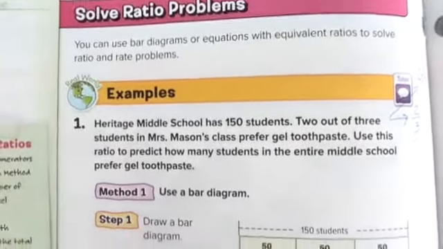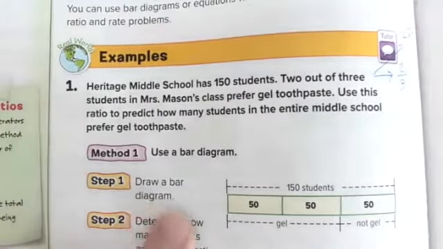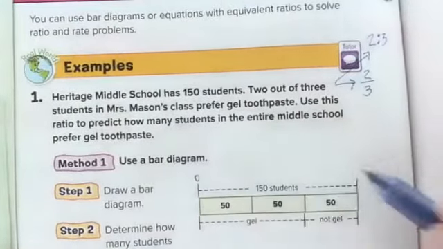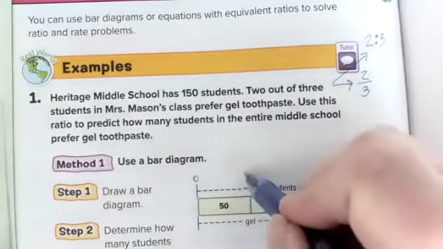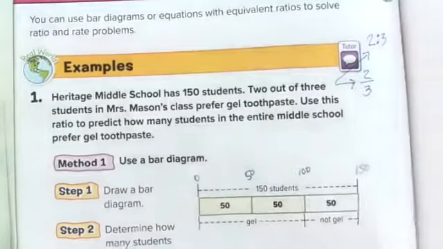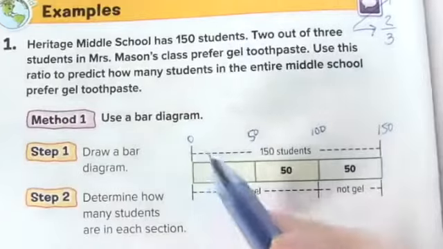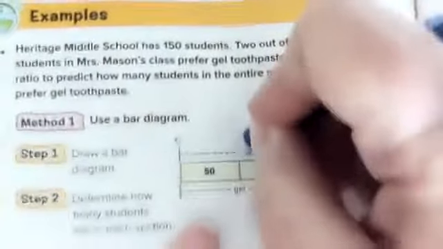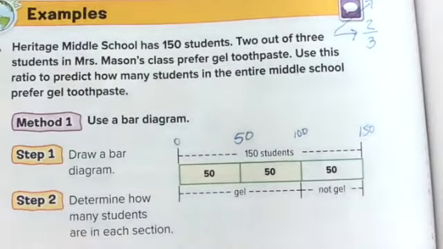So we know from the problem that there are 150 students in Heritage Middle School. So if we draw a bar diagram for our 150 students, here is 0, 150. And then we break that 150 up into 3 groups. There would be 50 in each group. So 50, 100, 150. So this is 0, 50, 100, 150. So we can split that up into a tape diagram of 50, 50, and 50.